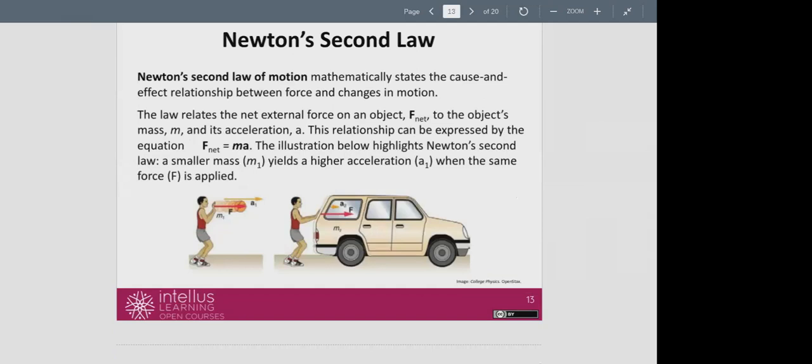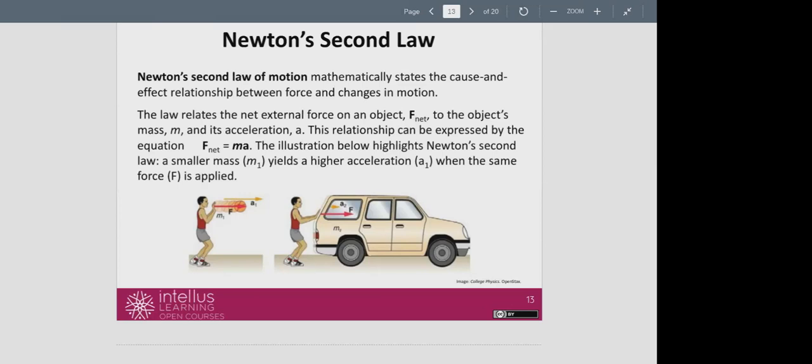Newton's second law of motion. What the second law does is allow us to mathematically analyze that cause and effect relationship between force and changes in motion. In fact, we need to fix in our mind what we mean when we say changes in motion. We can package that whole idea into one word, and that's acceleration. So what we're looking at in Newton's second law is the cause and effect relationship between force and acceleration.